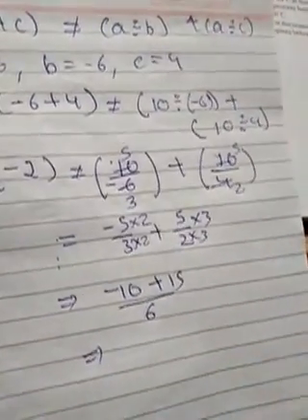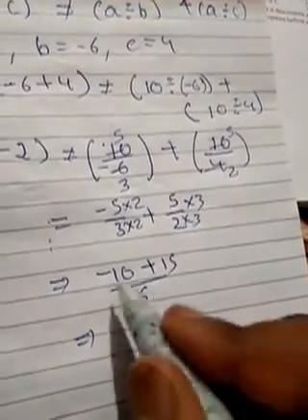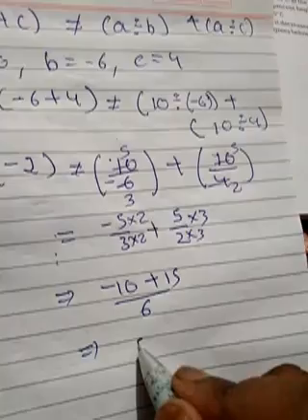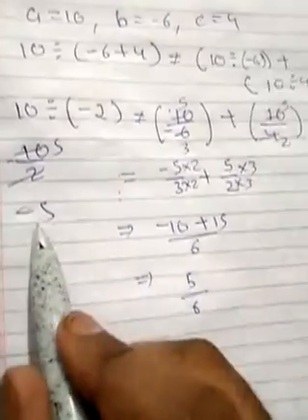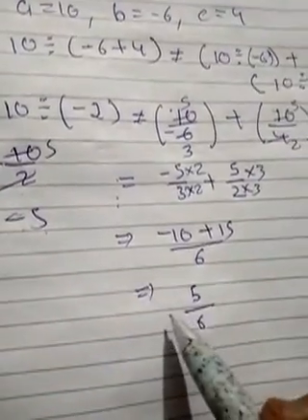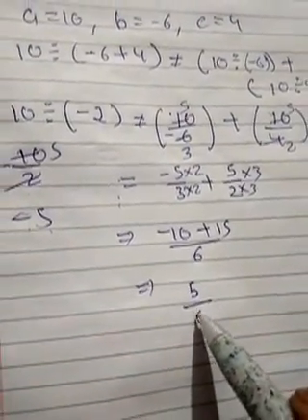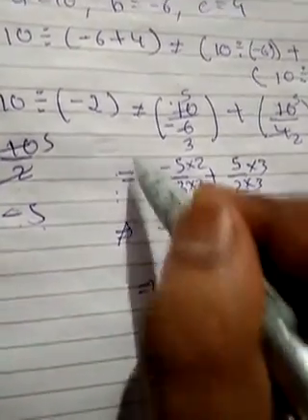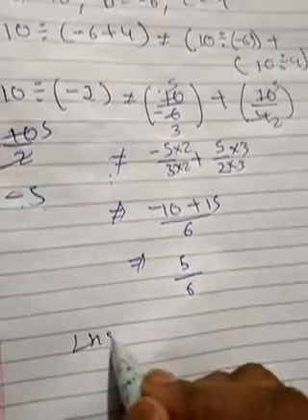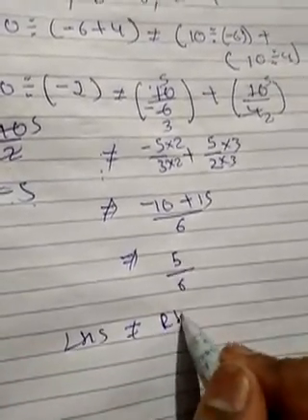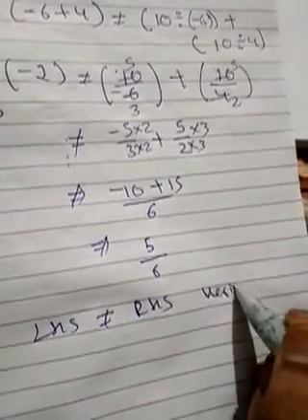It means it will become 5 upon 6. Here we are getting minus 5 and here we are getting 5 upon 6, which is not equal. So LHS is not equal to RHS. Verified.